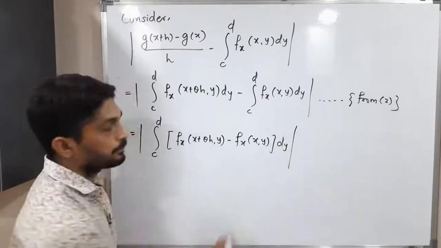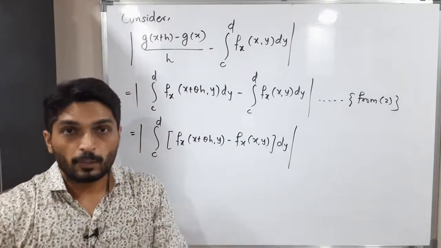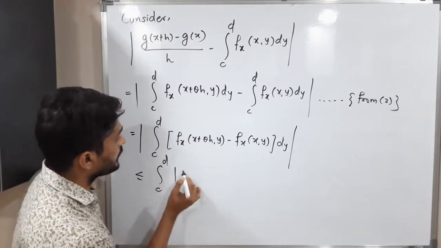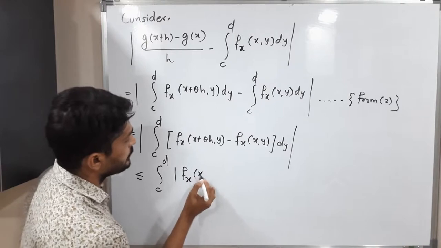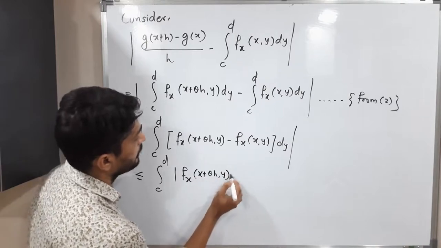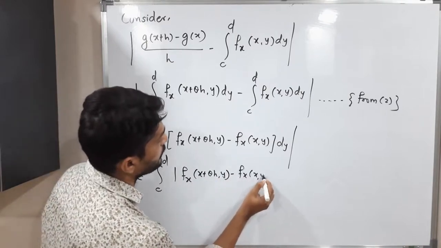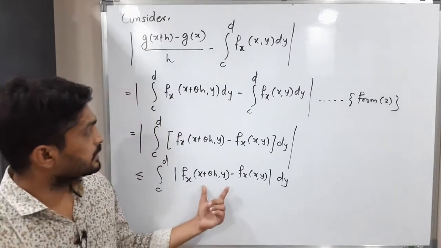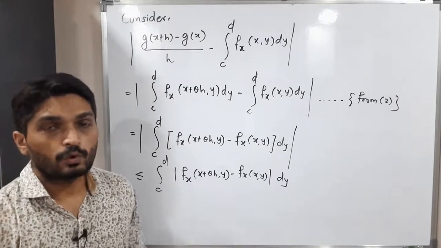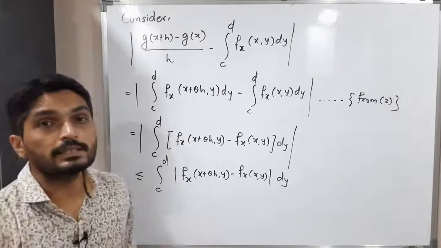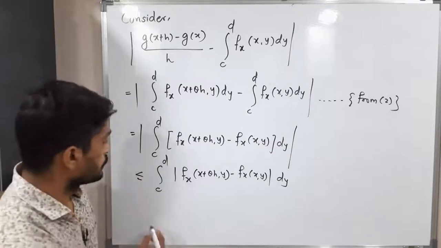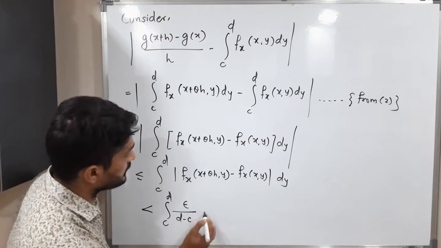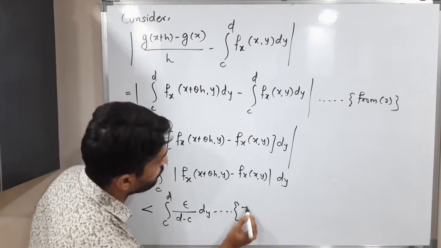Mod complete. When you take the mod inside, the value will increase. That's why it is less than or equal to integration c to d, where I have taken that mod inside the integral, of f_x (x plus theta h, y) minus f_x (x, y) dy. This thing we have already seen. From 4 we can say its value is less than epsilon by d minus c. So this is less than integration c to d of epsilon by d minus c dy. I should mention, from 4.